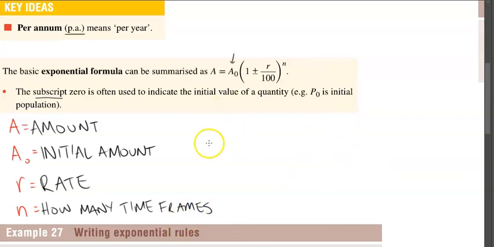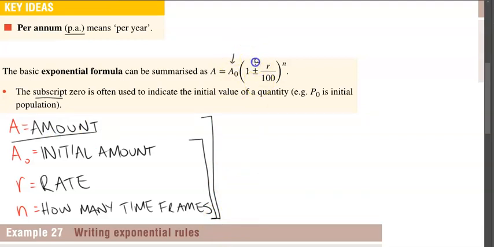So these 4 things will always be given to you within a question. If you want to find the amount of something, specifically these 3 things: give me a starting amount or initial amount, give me the rate, and give me how many time frames, so maybe 2 years, 3 years, 10 years. I can plug it into this formula and give you the final amount after however long. That's all there is to it.